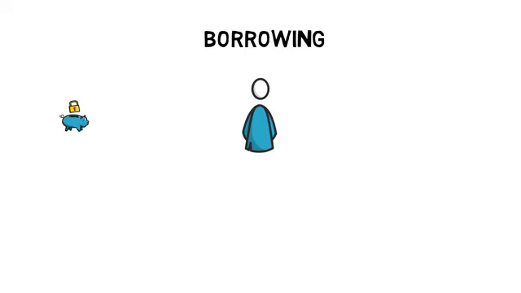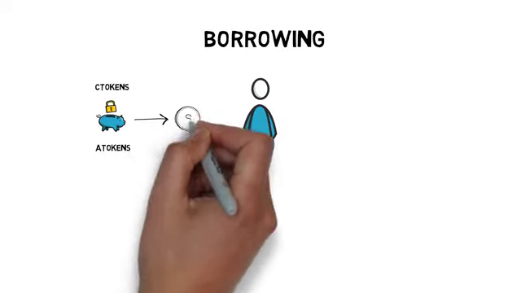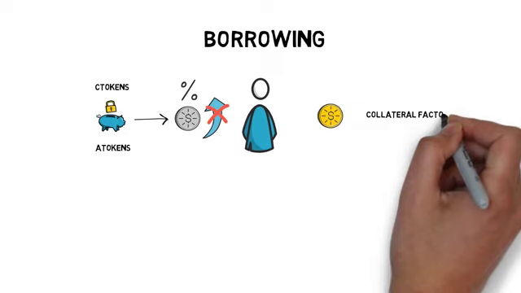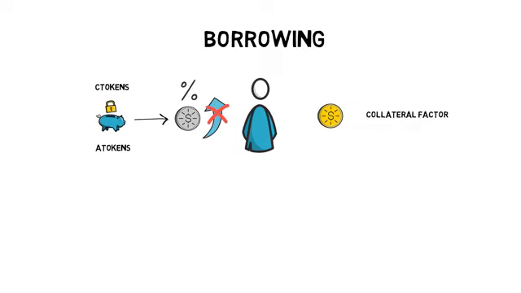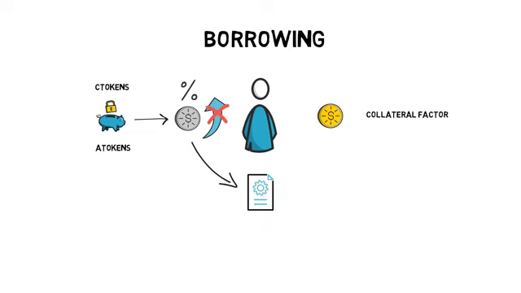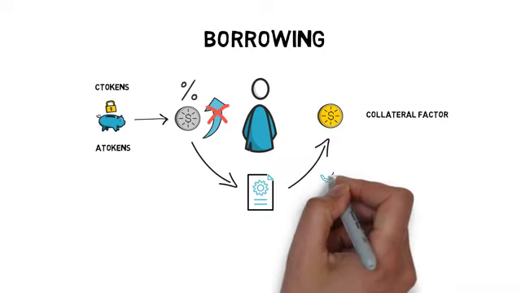When it comes to borrowing, users lock their C tokens or A tokens as collateral and borrow other tokens. Collateral earns interest, but users cannot redeem or transfer assets while they are being used as collateral. As we mentioned earlier, the amount that can be borrowed is determined by the collateral factor of the supplied assets. There is also a smart contract that looks at all the collateral across users' accounts and calculates how much can be safely borrowed without getting liquidated immediately.